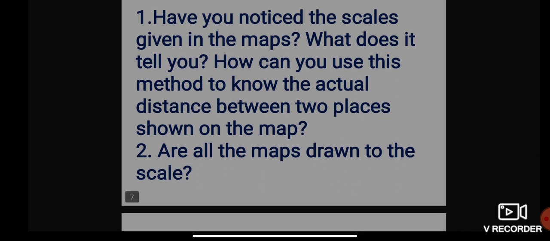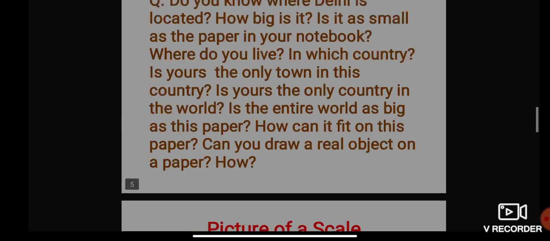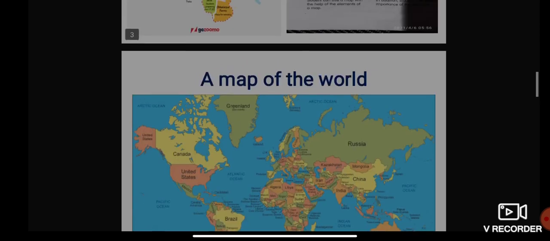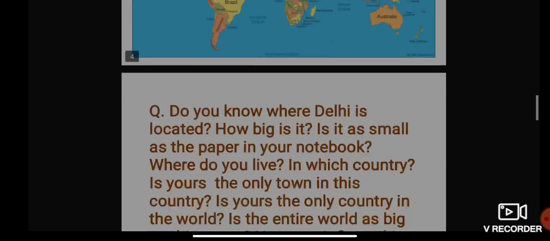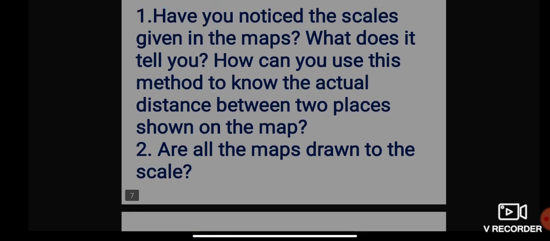So next question, are all the maps drawn to the scale? Are all the maps drawn to a scale? All right, answer to that: no, not all maps are drawn to scale.